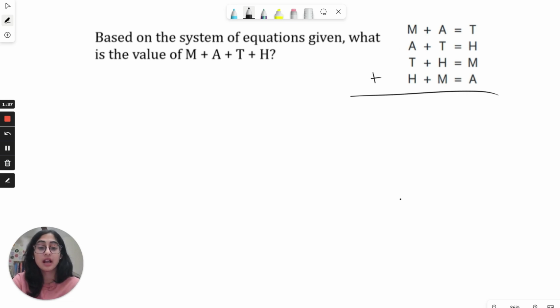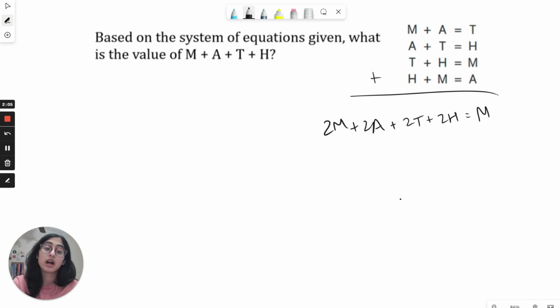And we get m plus a from the first equation, plus a plus t, plus h plus h, plus m. But like I mentioned, that's two of each letter. So it's really just 2 times m plus 2 times a plus 2 times t plus 2 times h equals, on this side, t plus h plus m plus a, but I don't like saying that, so I'm going to put them in the order of math, equals m plus a plus t plus h.